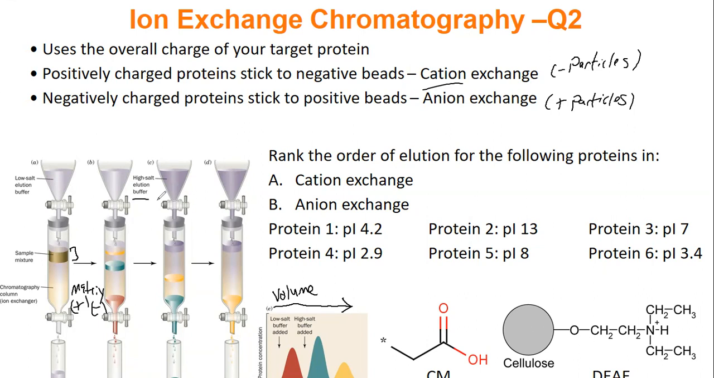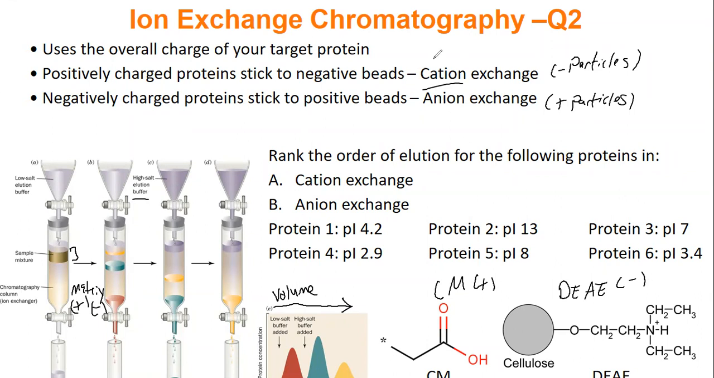On the bottom right here, these are the types of columns that are commonly used. CM is usually used for cation exchange because it's negatively charged. DEAE is usually used for anion exchange because it's positively charged.